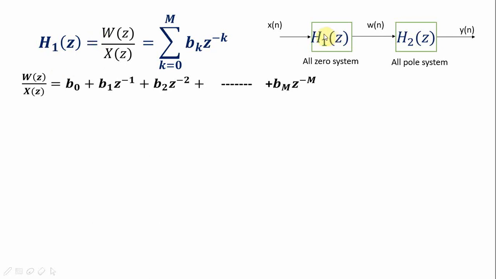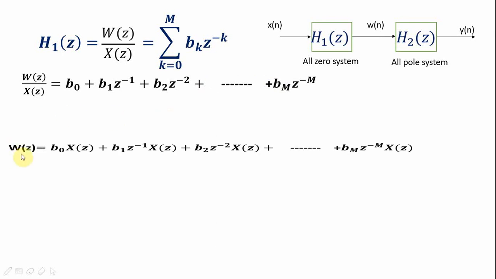So let us take this H1 of z. We know that H1 of z is the first subsystem, which has the output w of n and input x of n. So the transfer function H1 of z is W of z divided by X of z, the ratio of the transformed output to the transformed input. And we have chosen that as equal to sigma bk z power minus k for k varying from 0 to capital M. Expanding the summation, for k equal to 0 we have b0 z power 0 which is 1, and b1 z power minus 1, etc. The last term is bm z power minus m. Then cross multiply it, we get the expression for W of z given by this.